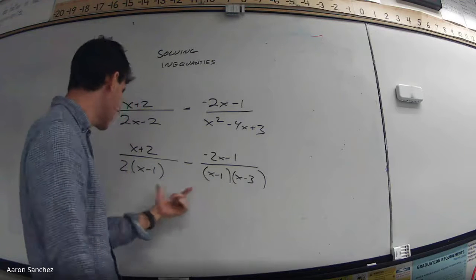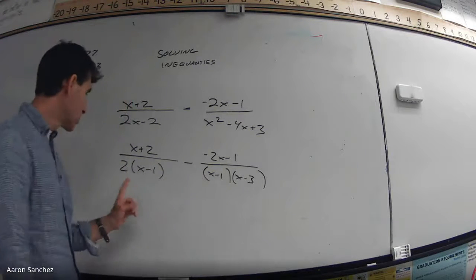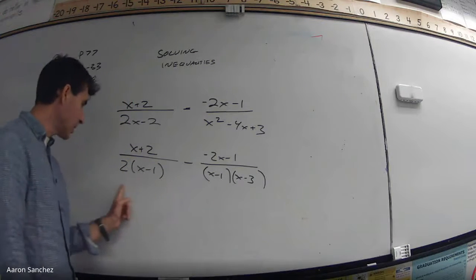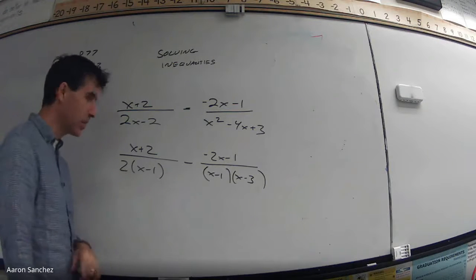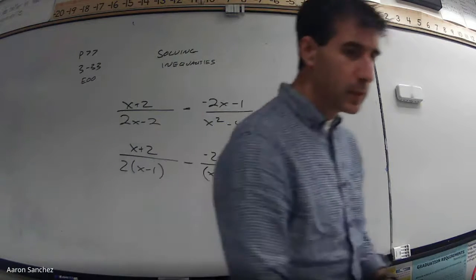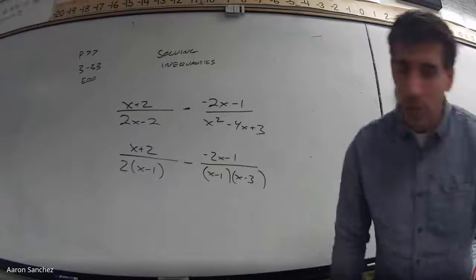I want this house to be the same. So what am I missing in this house? What do I need in this house to be like this house? What's missing? I have a 2 and an x minus 1. What do I need over there? Ramon, what do I need over here?